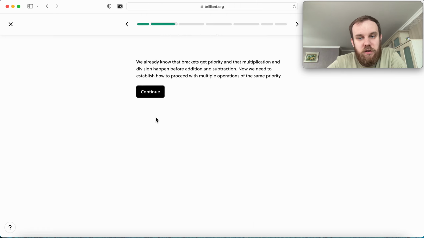Okay, we already know that brackets get priority and that multiplication and division happen before addition and subtraction. Now we need to establish how to proceed with multiple operations of the same priority. And I think it will be left to right. I may be wrong.